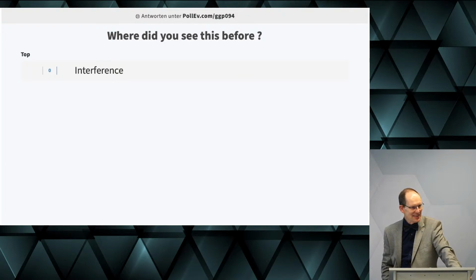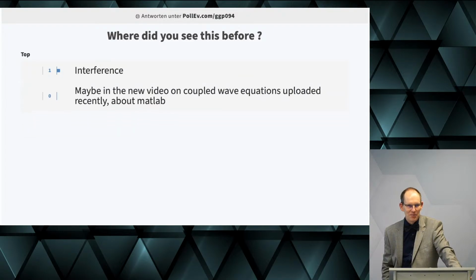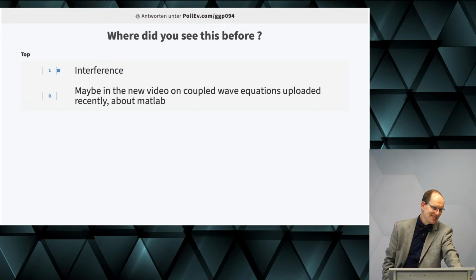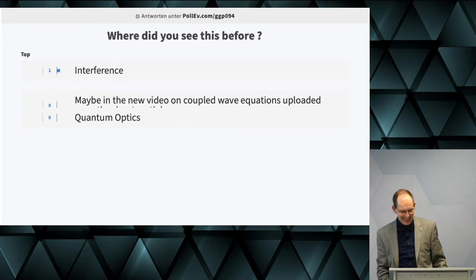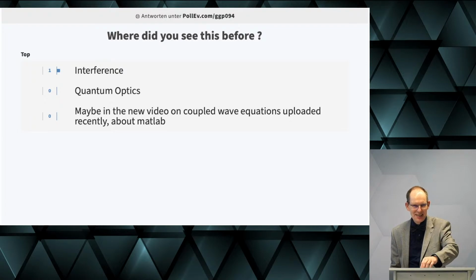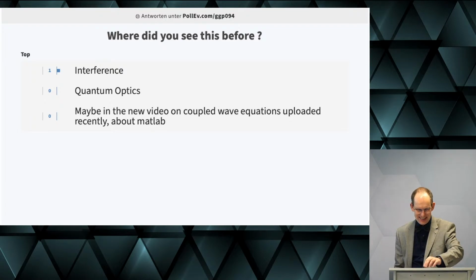So, one hint. Who had a course in quantum optics? Bloch sphere? You know about the Bloch sphere? Does this help? No? Well, these are the Rabi oscillations. Yeah, it's the same equation as the Rabi oscillations.